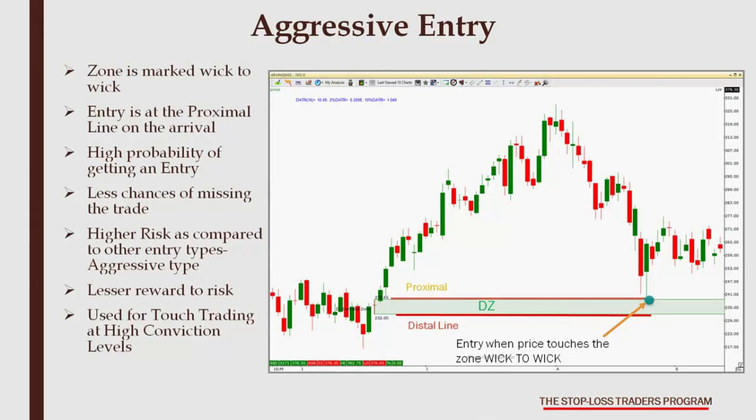This is the aggressive entry type because I'm marking the zone wick to wick. It is an aggressive style of taking the trade. You don't want to miss the trade. This is in confluence with other things. It is being supported by higher time frame probably, or any other thing that we are going to discuss in more detail in the upcoming sessions. And that is where you are going to take a wick to wick or aggressive entry.